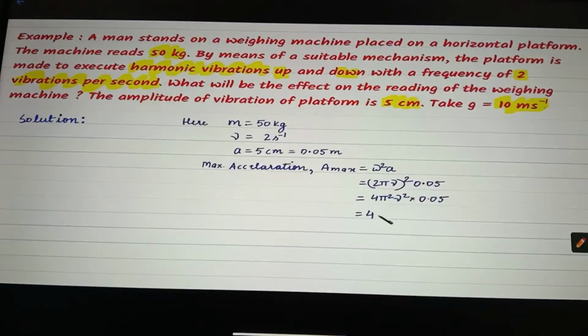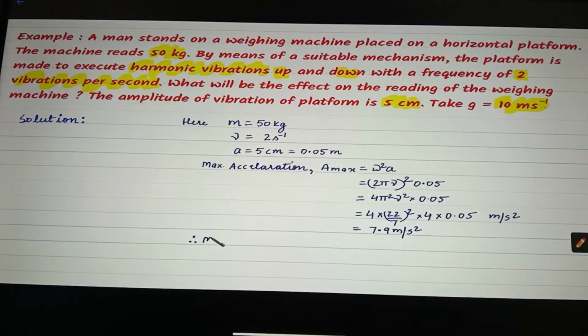So this is equal to 4 multiplied by (22/7) whole square multiplied by the square of the frequency. Frequency is 2, so that becomes 2 square is 4 multiplied with 0.05. Of course, the units are meters per second square. So when this is calculated, this comes as 7.9 meters per second square.